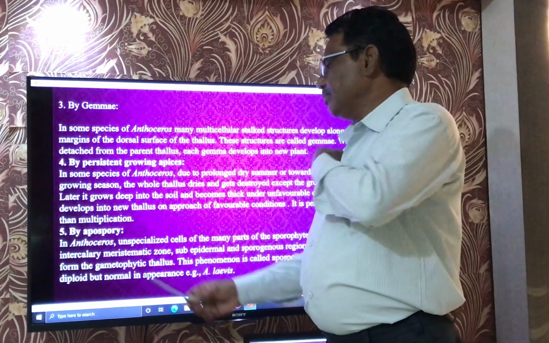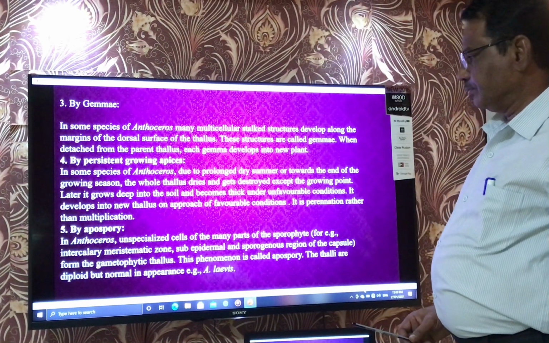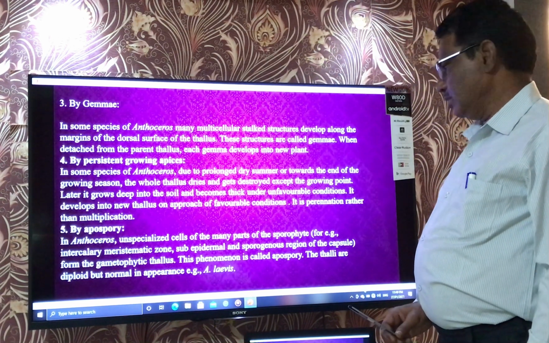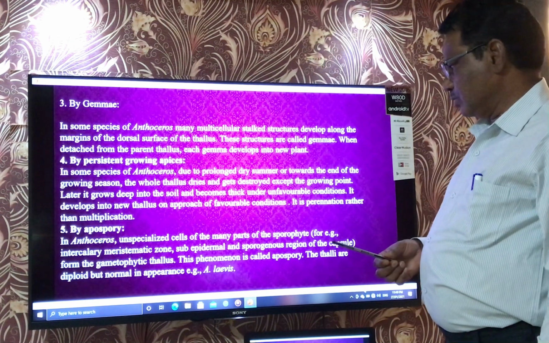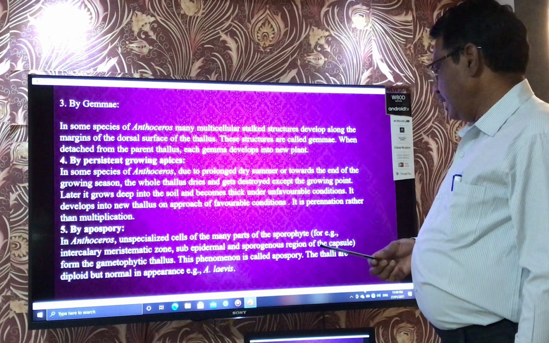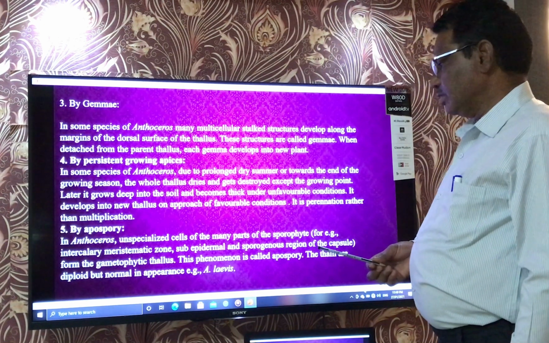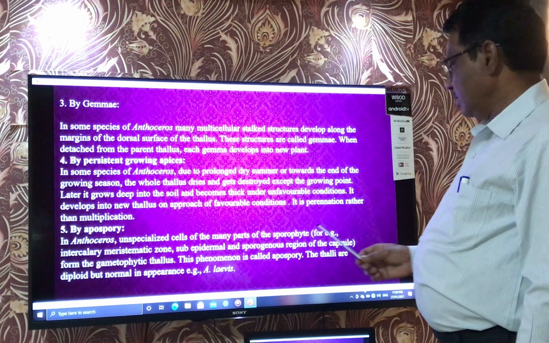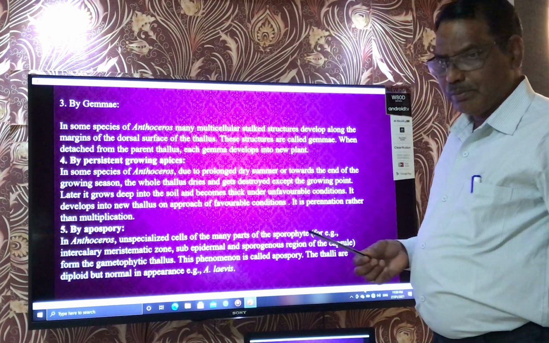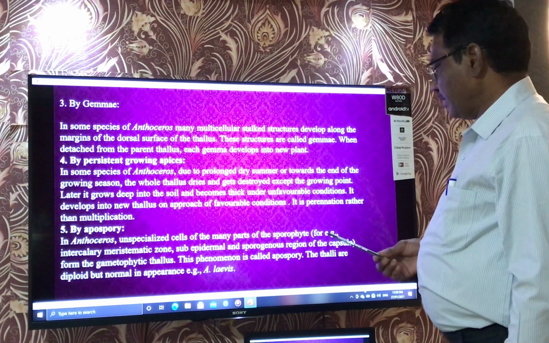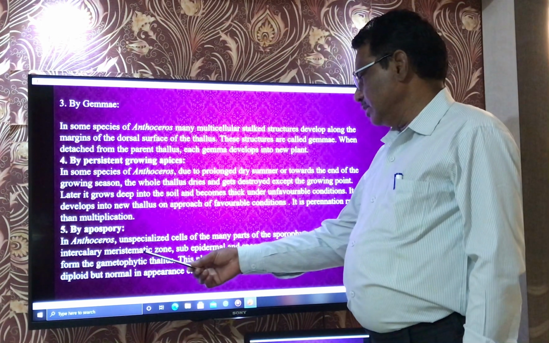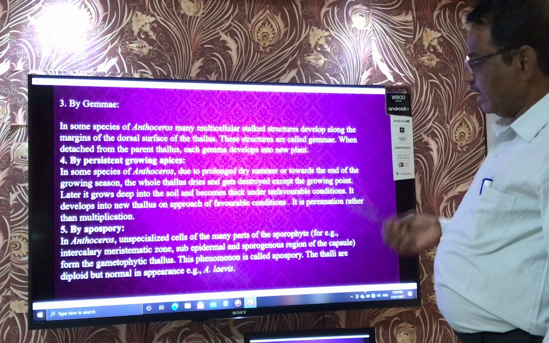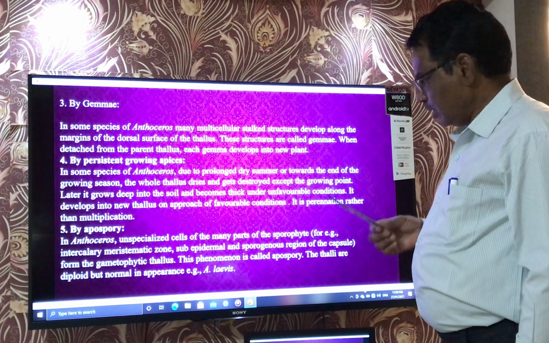Then the fifth type of vegetative reproduction is by apospory. In Anthoceros, unspecialized cells of many parts of the sporophyte, for example the intercalary meristematic zone cells or subepidermal cells and the sporogenous region of the capsule, form the gametophytic thallus. Now, this phenomenon is called apospory because all these cells are developed from the diploid zygote after mitotic division. So each and every cell of this group is diploid, and this diploid cell directly develops into a gametophytic thallus, which is usually haploid.